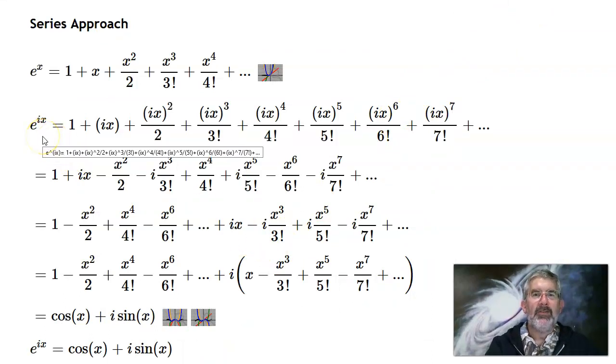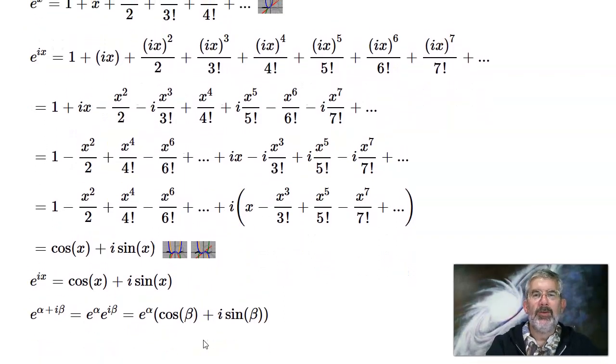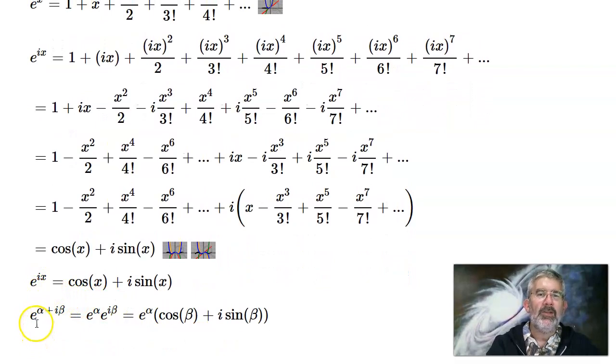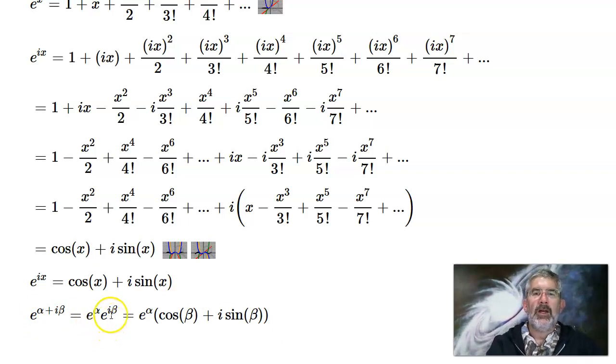e to the ix looks just like cos x plus i sine x, just as we wanted it in the last video. So this brings us down to what happens if you have e to the alpha plus i beta, where alpha is a real number and beta is a real number times i. So I've got a real component and an imaginary component in the exponent. Well, e to the alpha plus i beta is e to the alpha, which is just e to a real power, times e to the i beta.